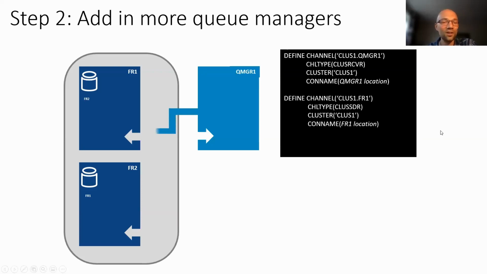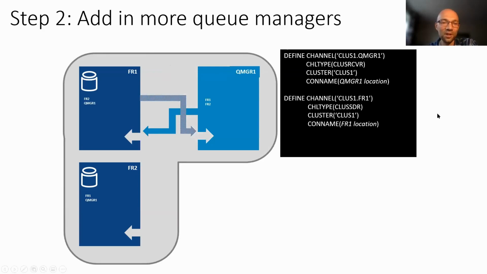And then what you need to do is to define a cluster sender channel. Now, only one cluster sender channel is needed, and that needs to point to one of the two full repositories. Once those channels have been defined, then the cluster MQ can automatically define the other channels that are needed in order to get the connections between that queue manager and the two full repositories. So now everyone is aware of each other, and that queue manager is a member of that cluster.